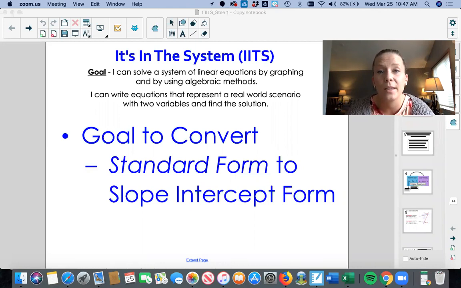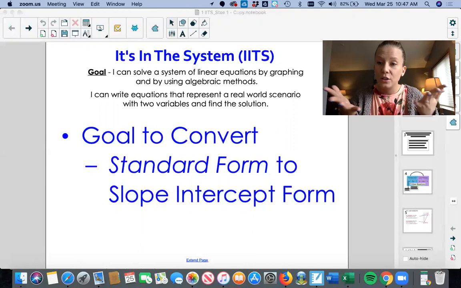So we have been working a lot with linear equations. We are so used to y equals mx plus b, which is our standard slope-intercept form. But now I'm going to introduce you to something that's called standard form. Still a line, but now we're going to take it from standard form and turn it into slope-intercept form, which is what you are used to.